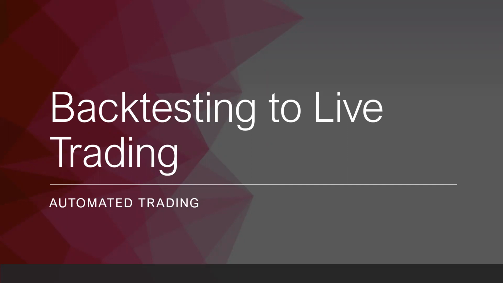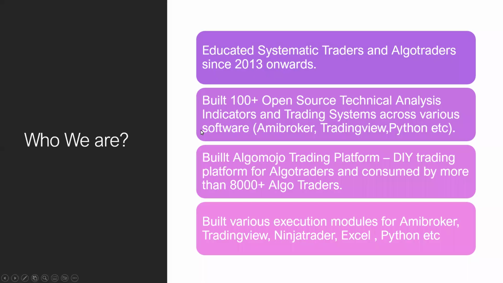So a little bit about me. My name is Rajendran. I've been trading this market since 2006 onwards. And primarily, I had designed 100 plus open source trading system indicators. Most of my trading system designs have been on Amibroker, TradingView, and Python. And of course, I also built some of the modules in NinjaTrader, some in Excel, some in various other tools.